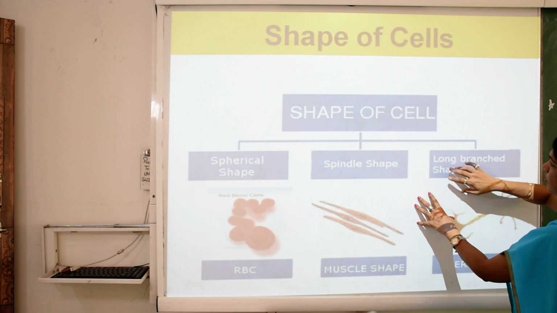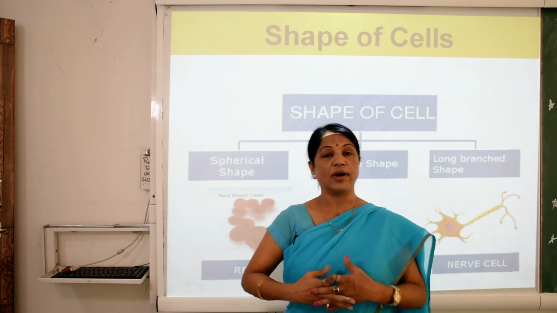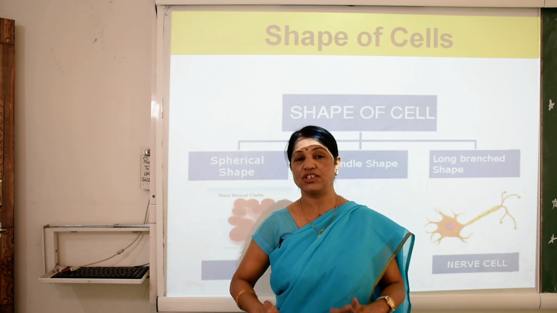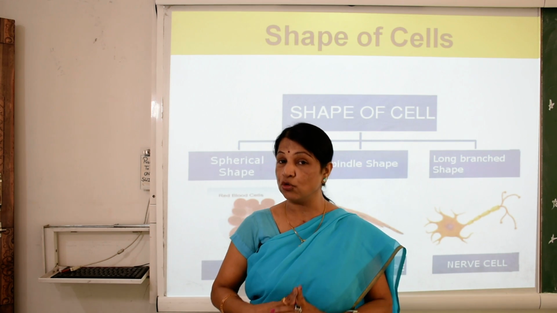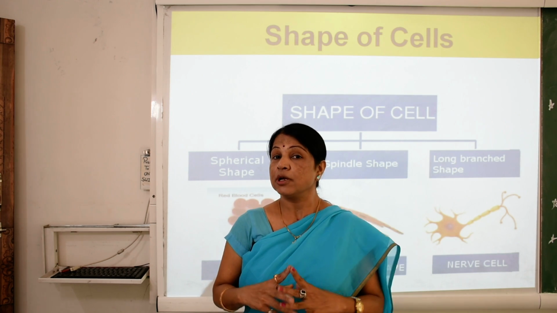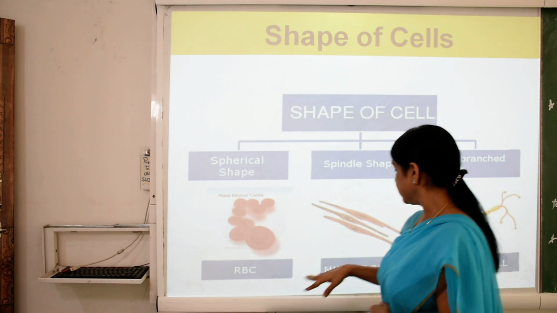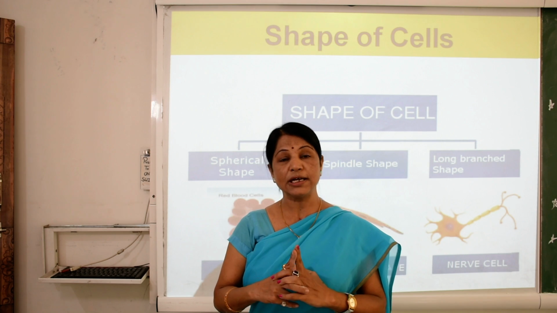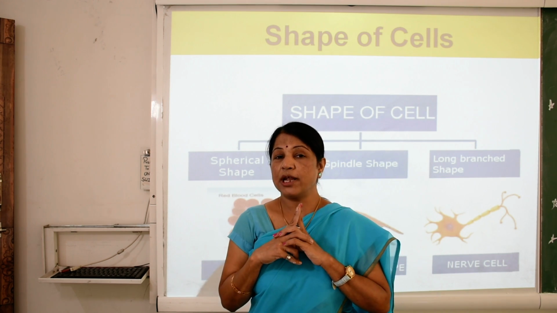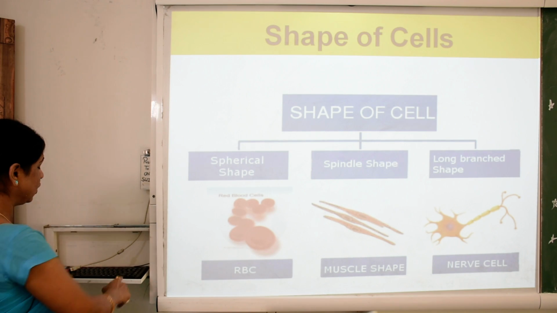Now further we talk about the long branched shape. It is called the nerve cell. The nerve cell is divided into various types of branches. In human beings, it plays a very crucial role in our whole body. It is one fact that the nerve cell is the largest cell of our human body. So here we see the various types of shapes of cells.